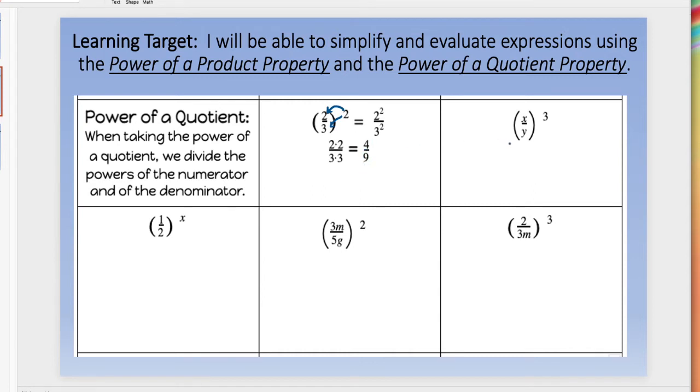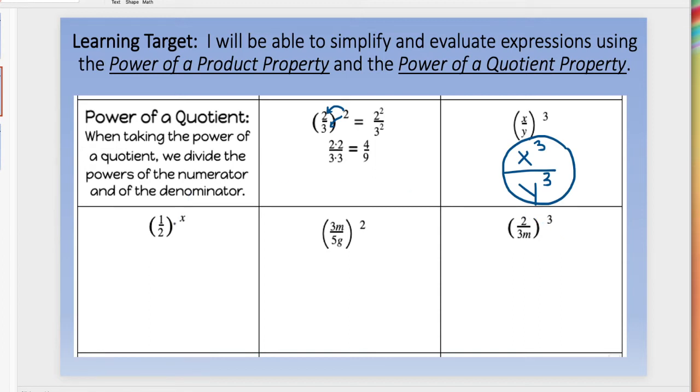So let's look at another example with variables. This one is x over y raised to the third power. So with the power of a quotient property, I can distribute that exponent to both the numerator and the denominator. And that's it. There's nothing else I can do. So my final answer is x to the third power over y to the third power.